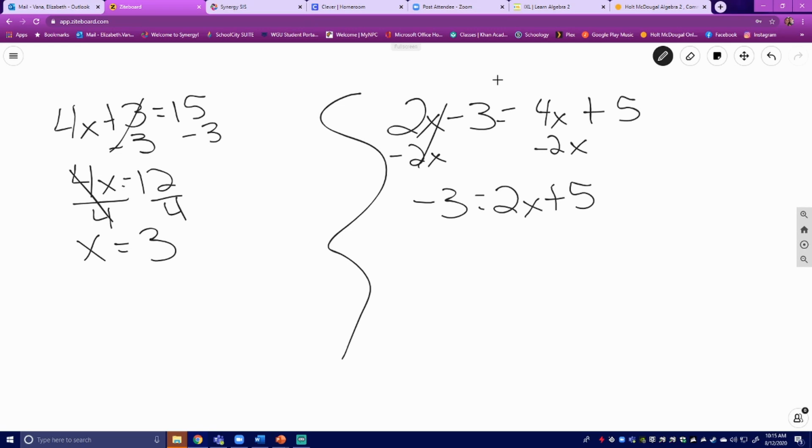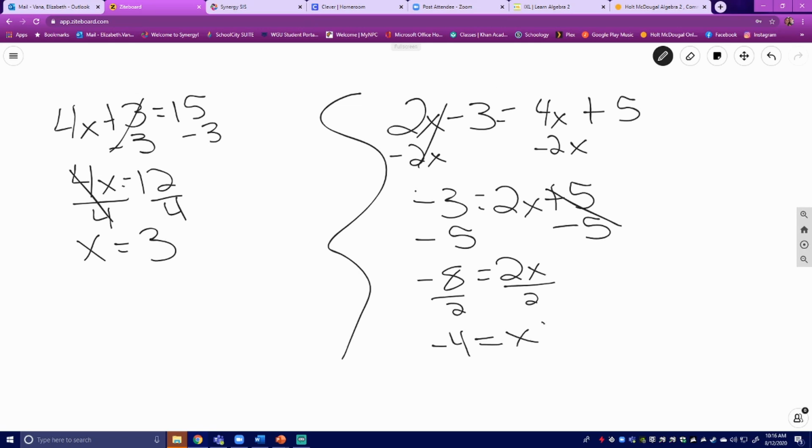Now I still need to get this x by itself, so I need to get rid of everything else around it, and I'm going to start with addition or subtraction. So since 5 is being added, I'm going to subtract it from both sides to do the opposite. Now I have negative 8 equals 2x. Last step is dividing each side by 2. Now x equals negative 4, and negative 4 equals x.